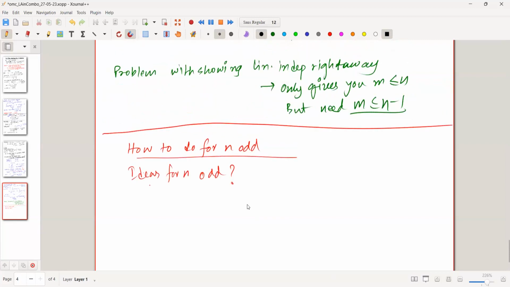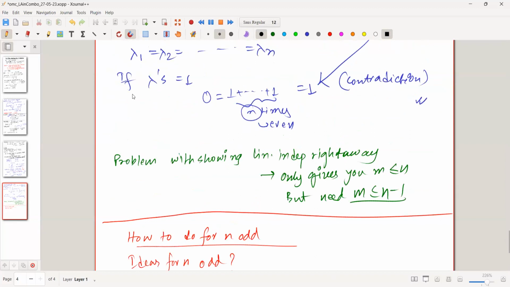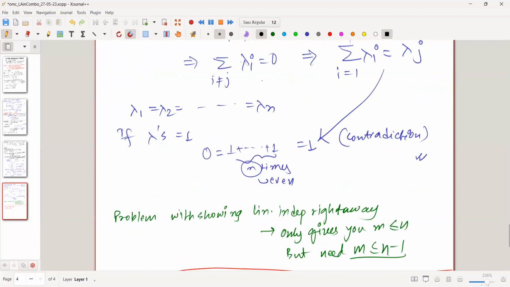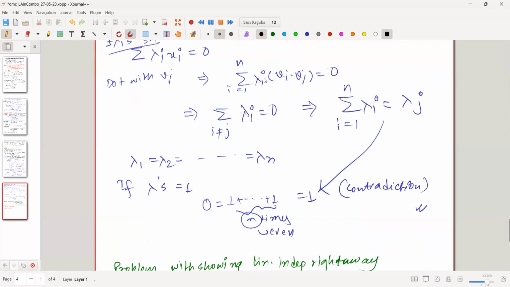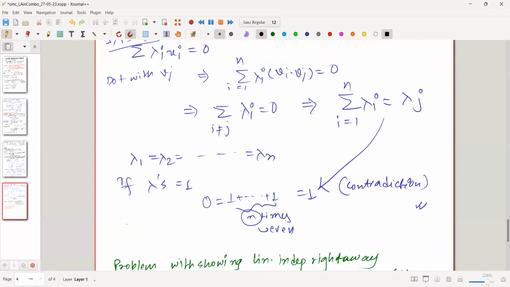No, we actually did not assume linear independence. We showed that you cannot have m at least n. When you have m at least n, you have at least n vectors in a subspace of dimension n minus 1, so they have to be linearly dependent. Such a vector lambda has to exist. But then after doing the math, you see that the lambdas should all be equal, and if they are all equal to 1, then you see that there is a parity problem. So that's the idea. Does that make sense?